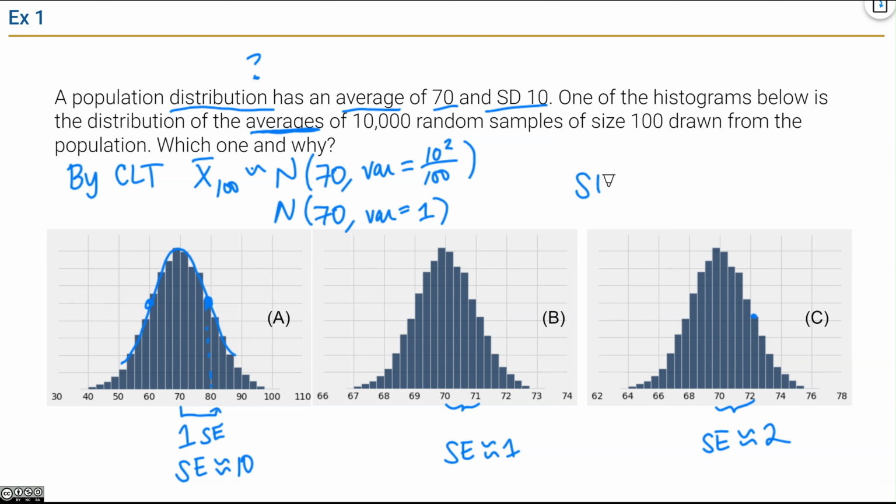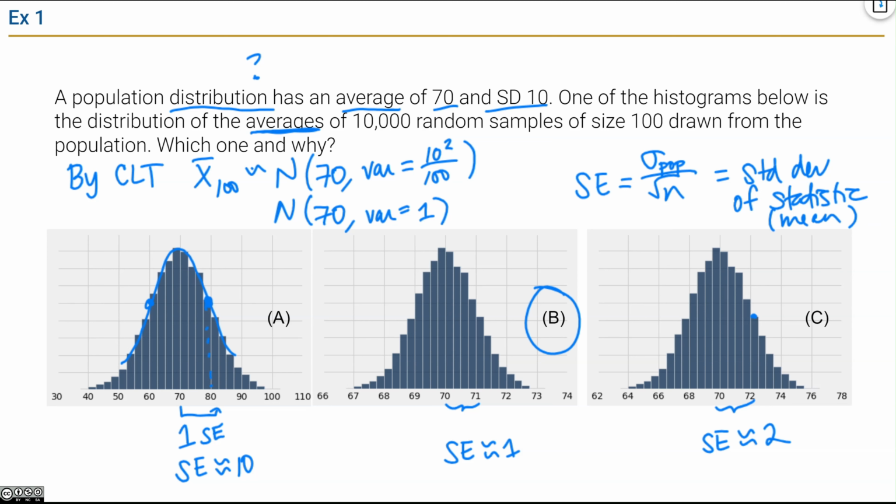And standard error is the square root of the variance, which is your population standard deviation divided by square root of n. That's the same as the standard deviation of the distribution of the statistic, in this case, the standard deviation of the sample mean. Okay, that is a long way to say that B is our best answer here, because we were looking for the curve centered at 70 with a standard deviation of 1.